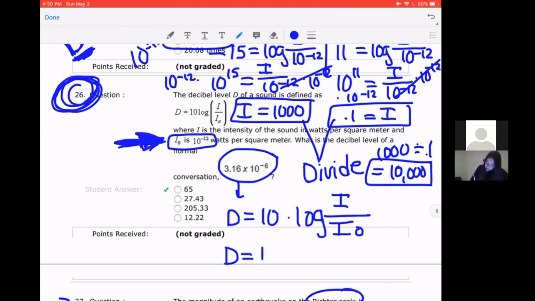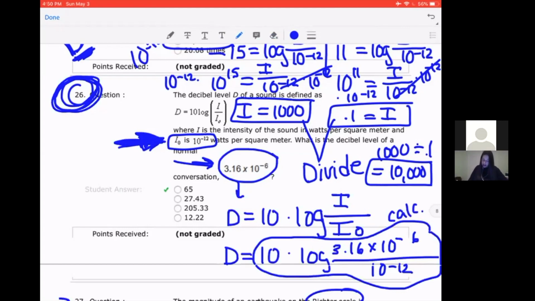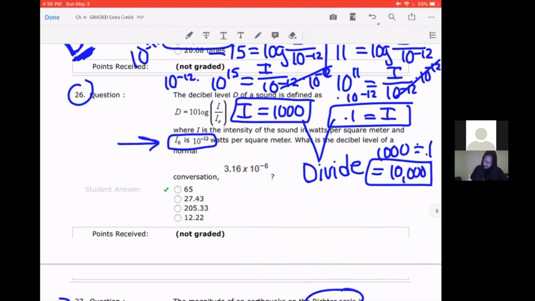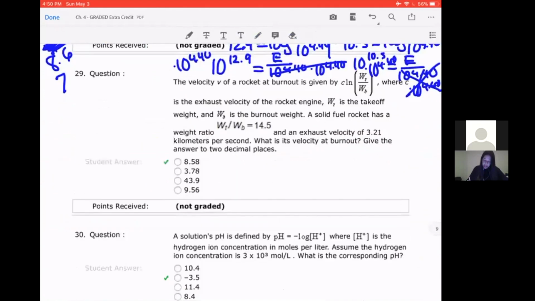So all we would do is 10 times log. The intensity is 3.16 times 10 to the negative 6. And then I would just put this over 10 to the negative 12. Okay, guys? So now you have something that you can put all of this right into the calculator and get your answer. All right? So 26 is pretty straightforward. It's just plugging in and getting your answer. We did 27 already. We did 28.